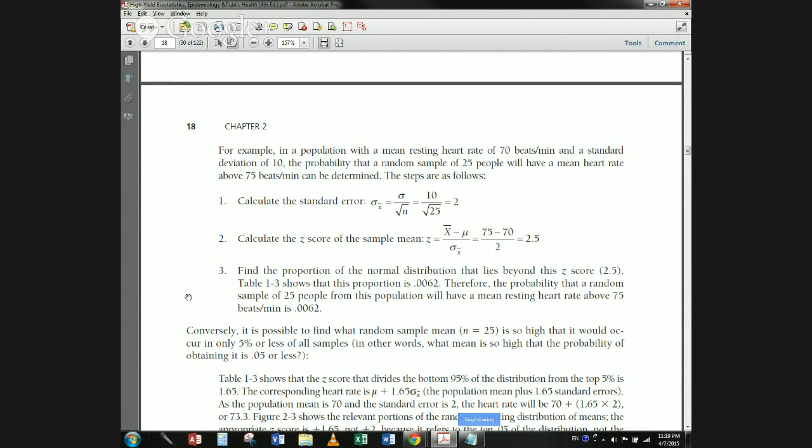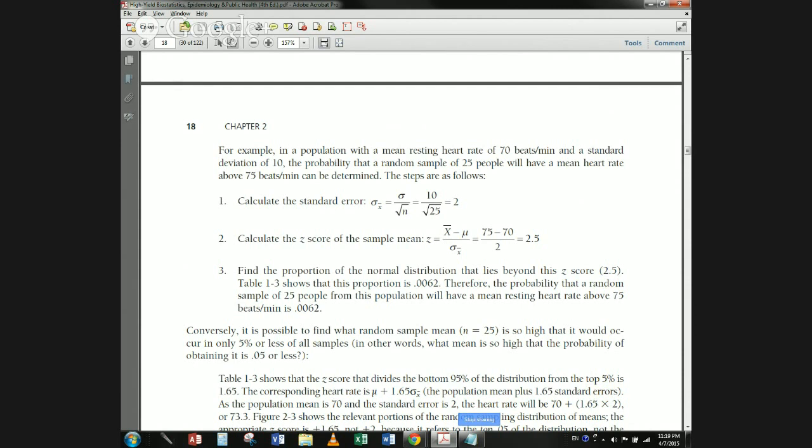Conversely, it is possible to find what random sample mean, where the sample size is 25, is so high that it would occur in only 5% or less of all samples. In other words, what mean is so high that the probability of obtaining it is 0.05 or less. Table 1.3 shows that the z-score that divides the bottom 95% of the distribution from the top 5% is 1.65.